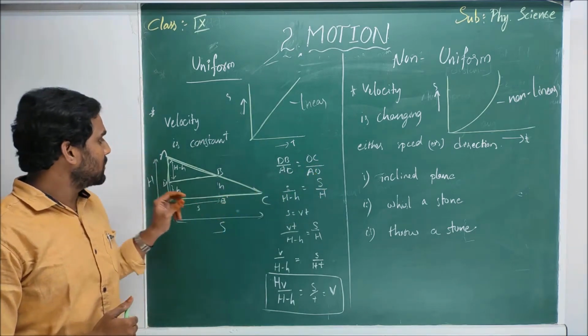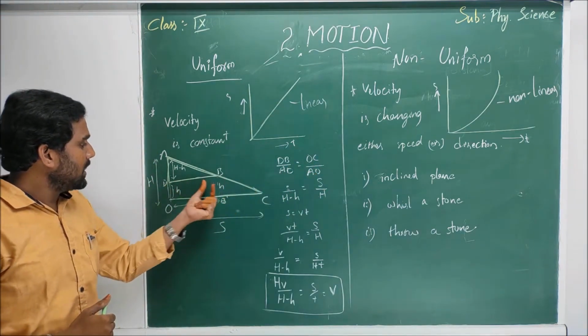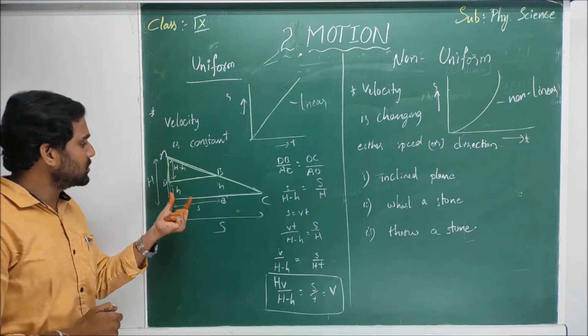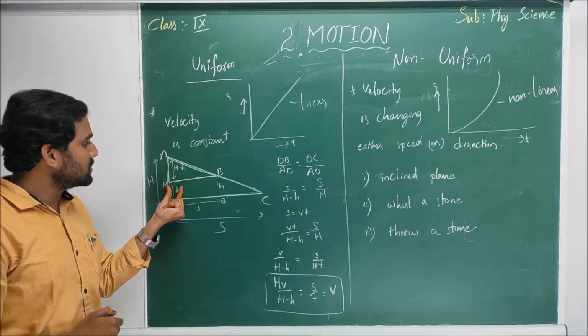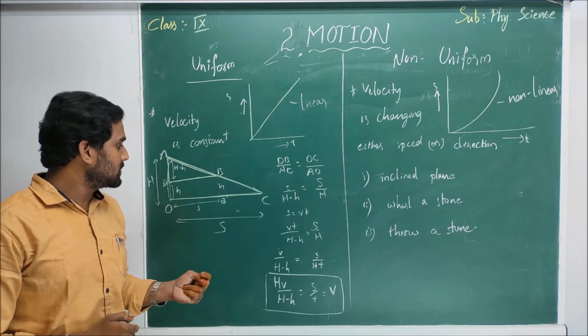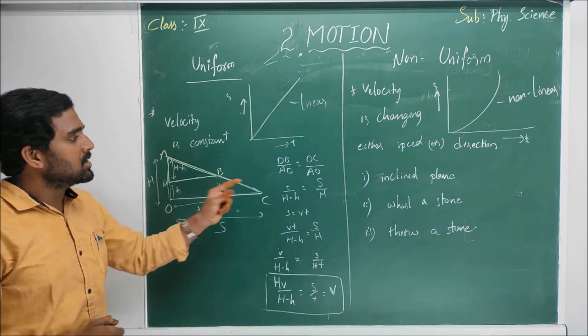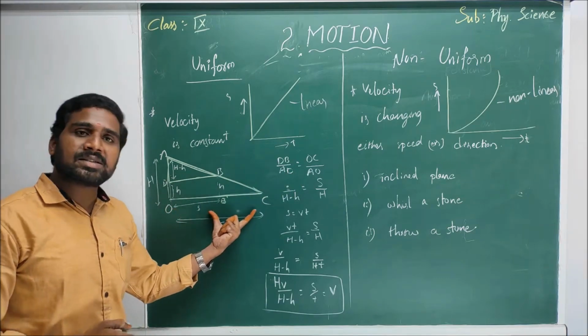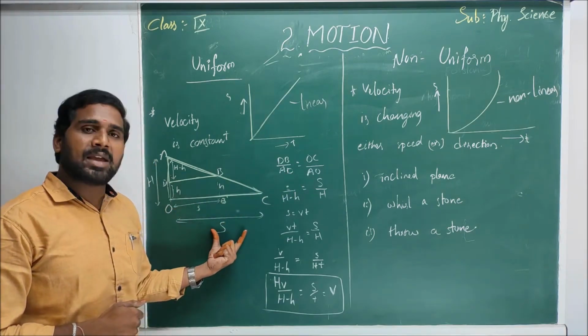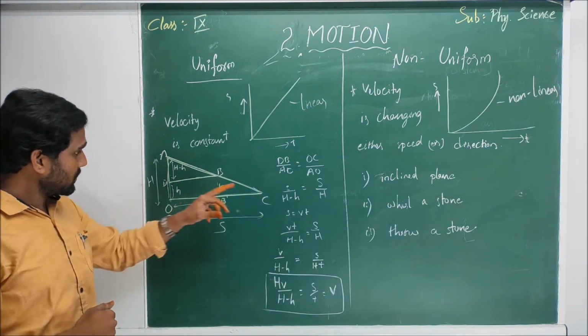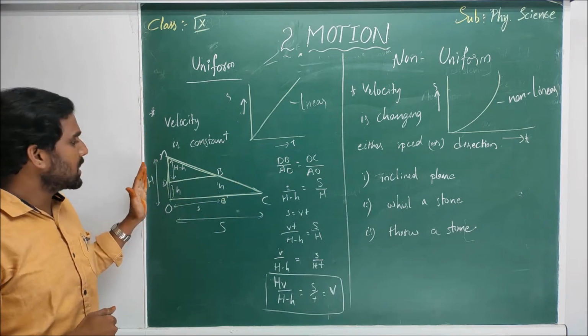Then substitute the values. What is the DB value here? It is the parallel side of OB dash. So OB dash is small s, and likewise DB is also small s. And what is AD? Capital H minus small h. Then OC value: what is the distance covered by the shadow? Capital S. And what is AO? The street lamp height, capital H.